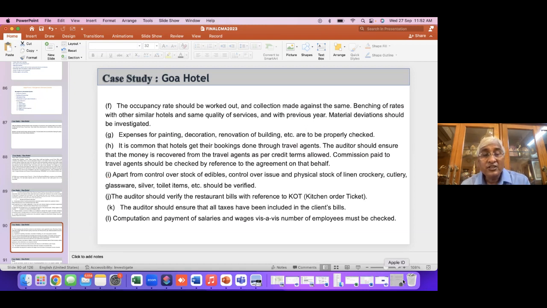The auditor should verify the restaurant bills, KOT, etc., so that foods are appropriately delivered.